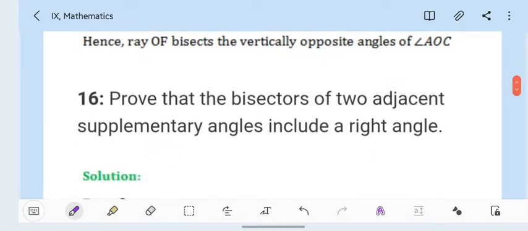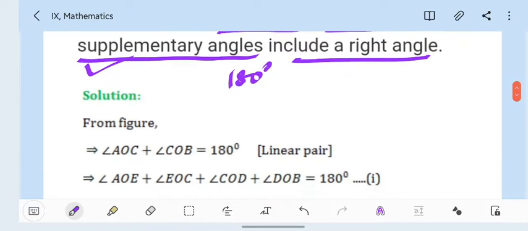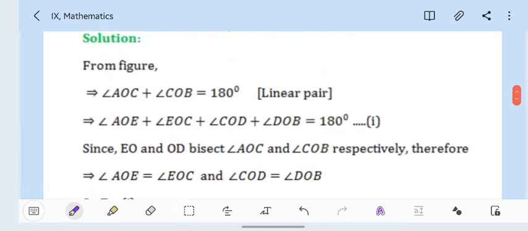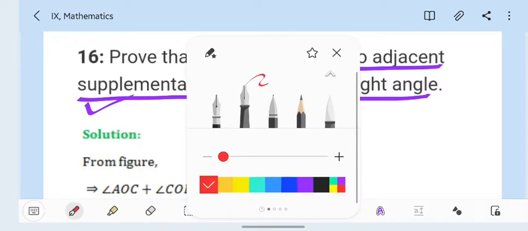Now, next question is question number 16. Prove that the bisectors of two adjacent supplementary angles include a right angle. Supplementary angles are a pair of angles whose sum is 180 degrees. So the bisectors of two adjacent supplementary angles. A lot of hints are given here. First of all, the bisectors, two adjacent, and supplementary angles. It should include a right angle. The diagram of this question looks like this. I'll draw the diagram for you now.